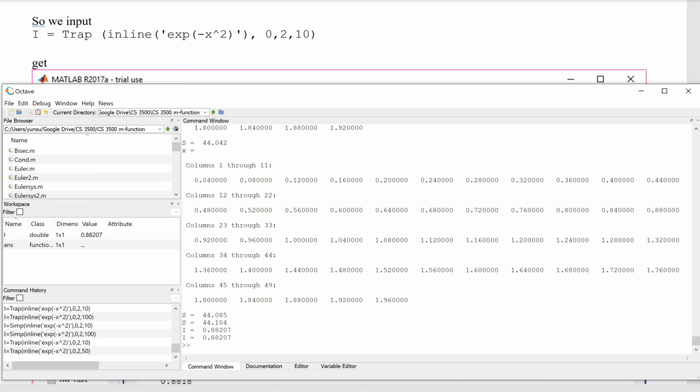Okay. So that is numerical integration. We talked about two methods, Simpson's method and the trapezoid method. We also talked about the errors.